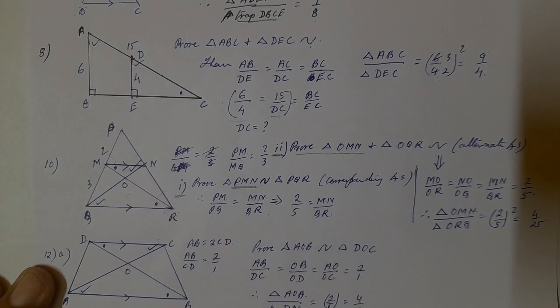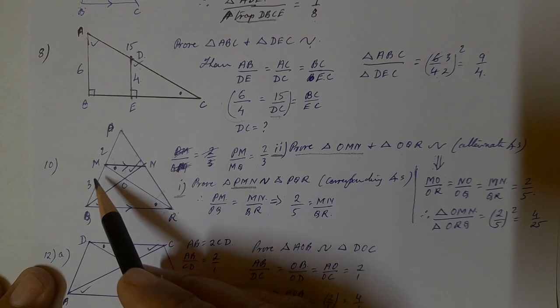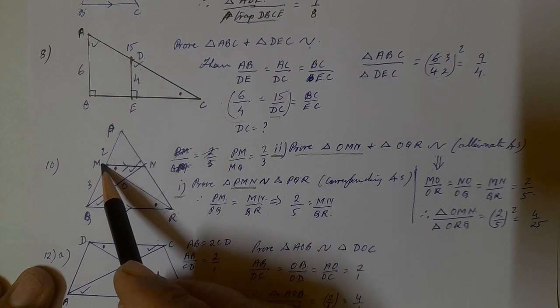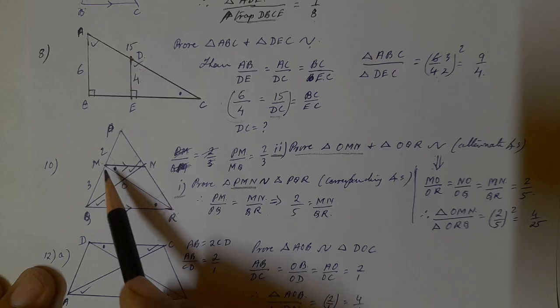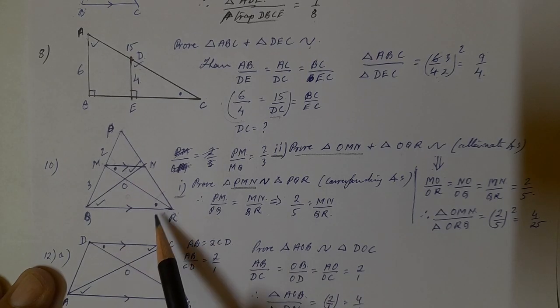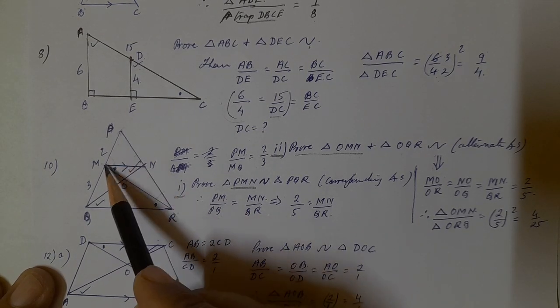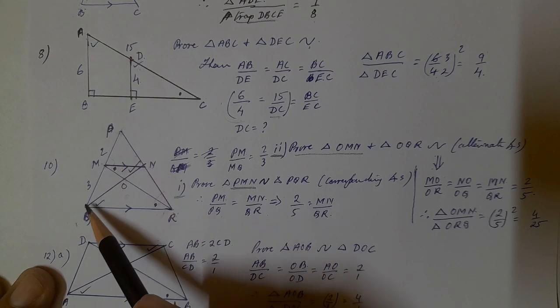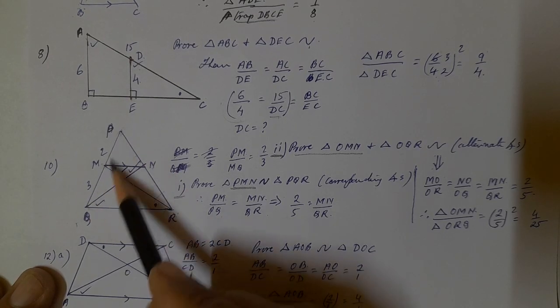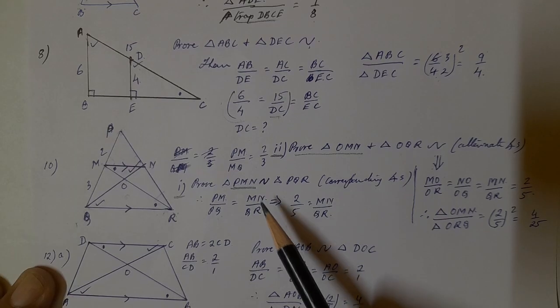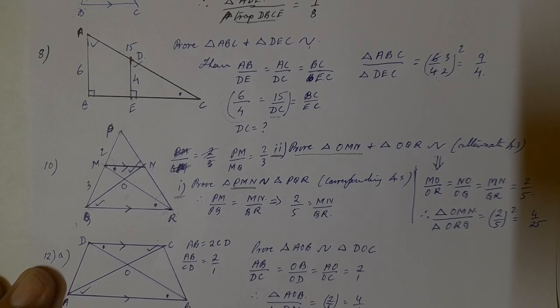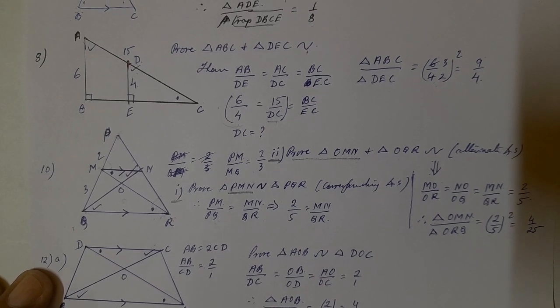Okay, because they are parallel, therefore the triangles are similar. Therefore, PM by PQ is equal to MN by QR. So PM by PQ is 2 by 5, 2 by the whole thing 5. So MN by QR is also 2 by 5. Is that okay?